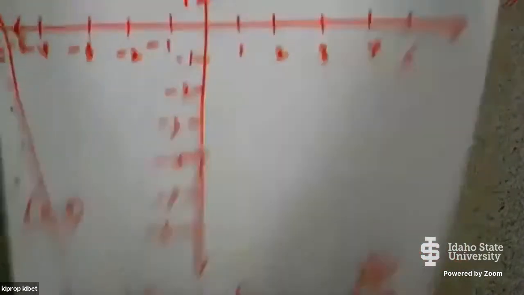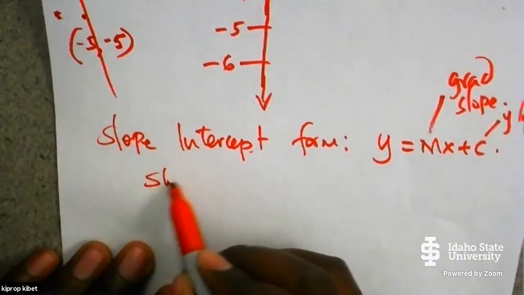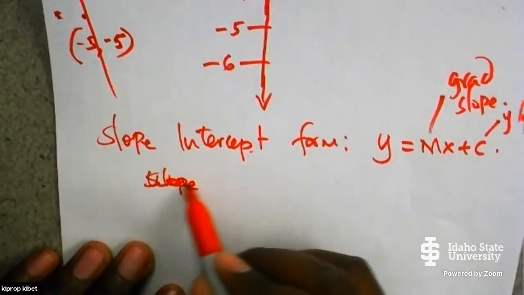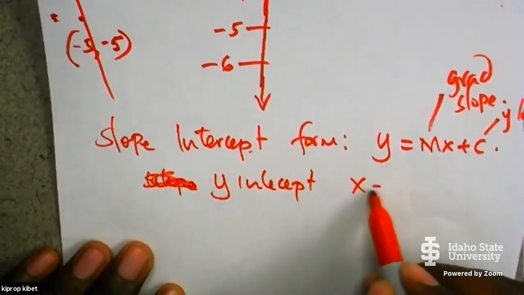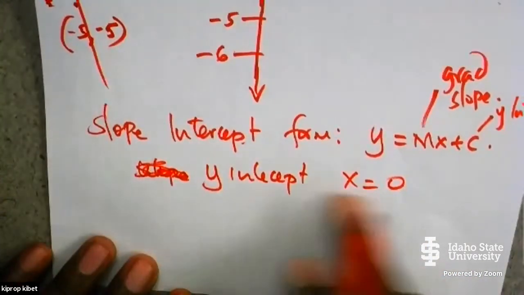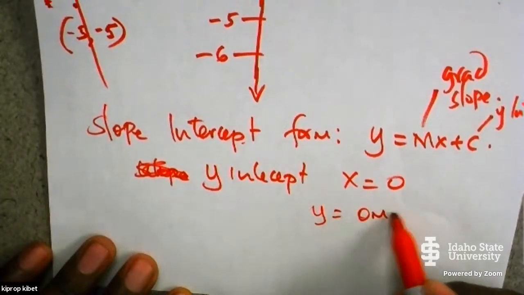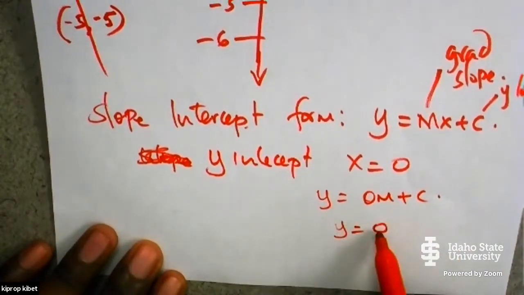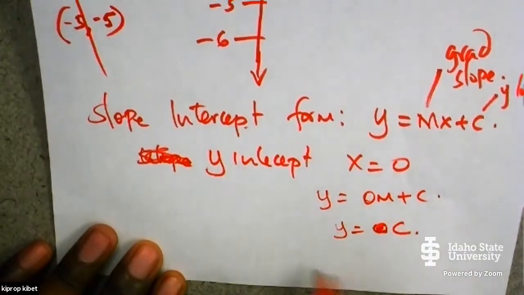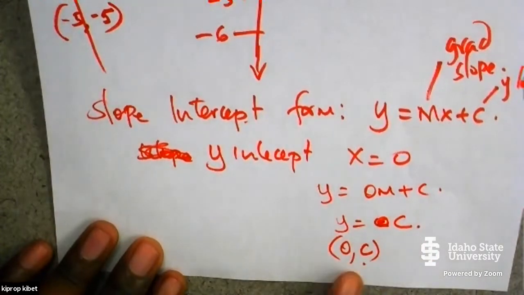Now, the slope intercept is where y-intercept is where x equals 0. So when you put x equals 0 here, then we get our point, which is y equals 0m plus 1c. So our point will be y equals c, right? And this point now will be (0, c). So that is our first point.